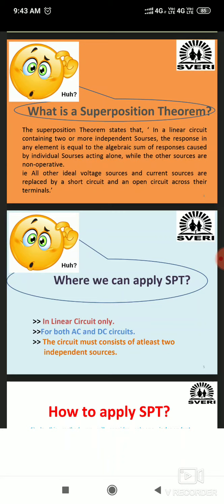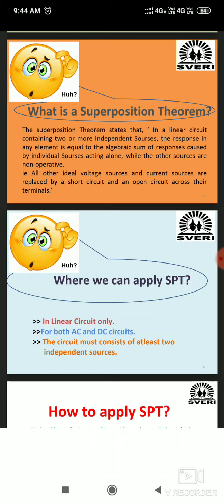Once again I will read. First of all I will read the complete sentence, then I will tell how to remember the theorem and what the logic is. The superposition theorem states that in a linear circuit containing two or more independent sources, the response in any element is equal to the algebraic sum of responses caused by individual sources acting alone, while the other sources are non-operative.